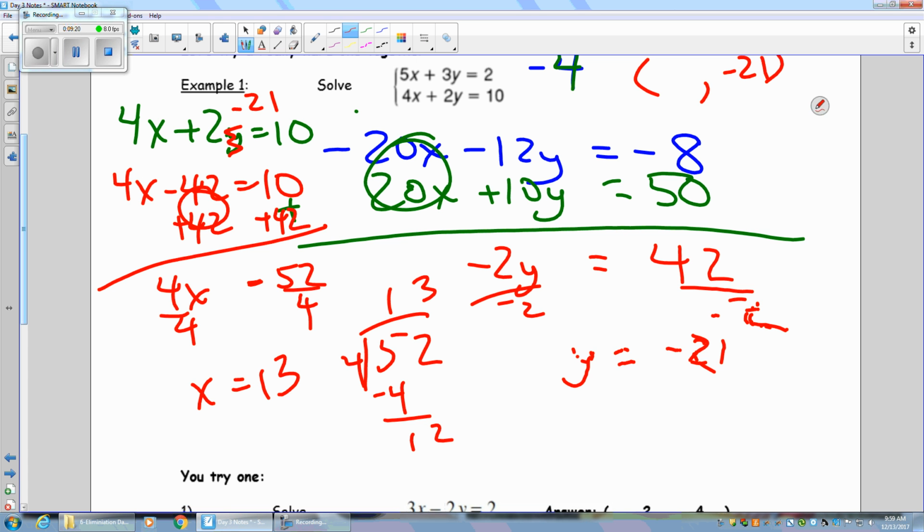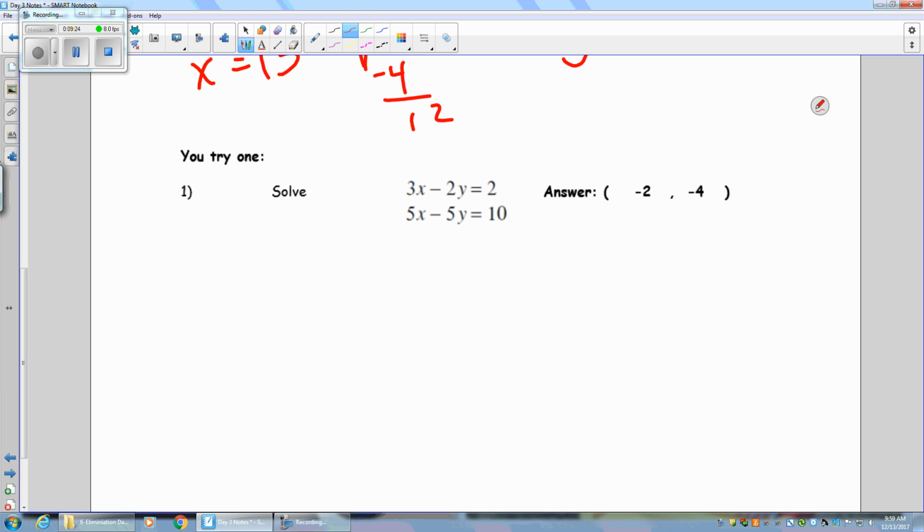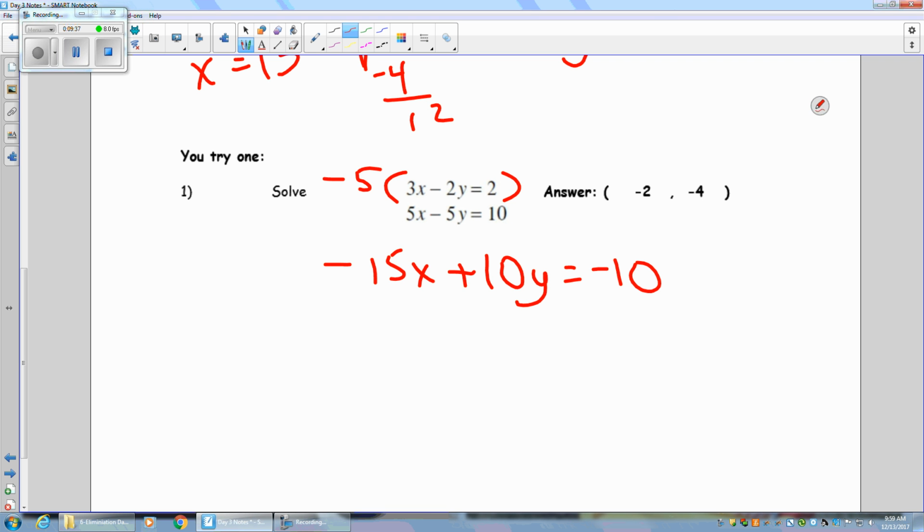All right? Would you guys please try one? I want us all to do it the same way. So would you multiply this top one by, let's pick negative 5 to get negative 15x's plus 10y's is equal to negative 10. And then that should be pretty easy for you to figure out what to multiply the bottom one by.